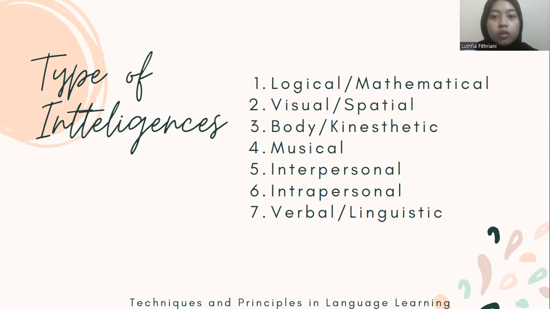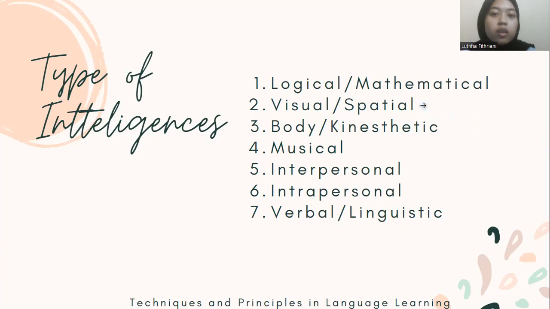The first is logical or mathematical. So this type of intelligence has to do with logic, abstraction, reasoning, and number. The appropriate activities that the teacher can use in the classroom are matching, gap filling, puzzle, and so on.